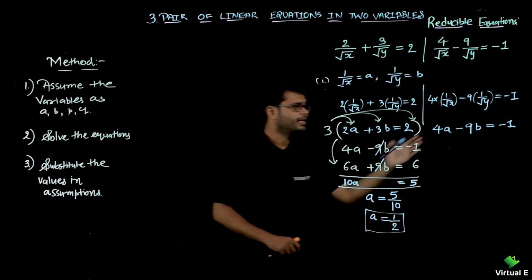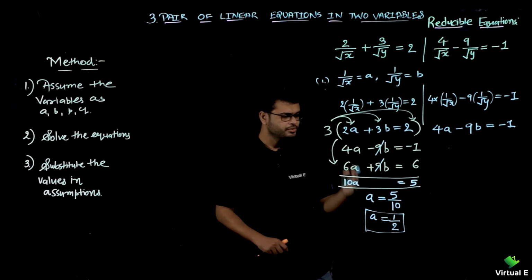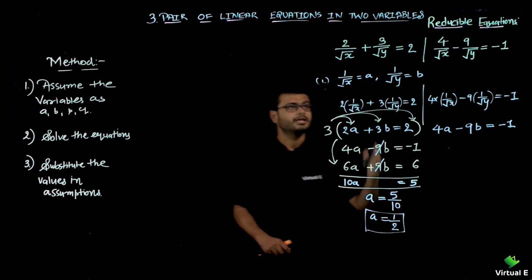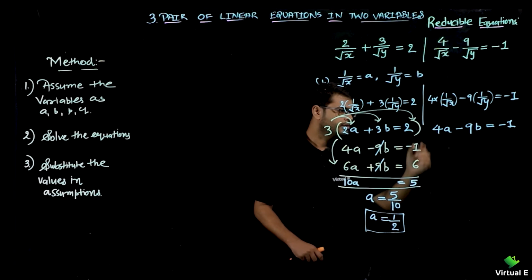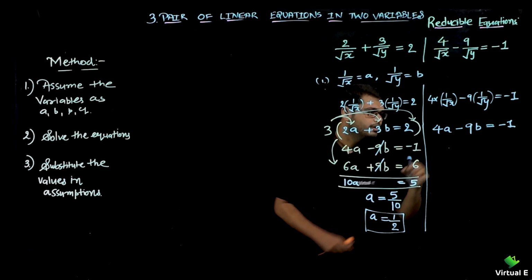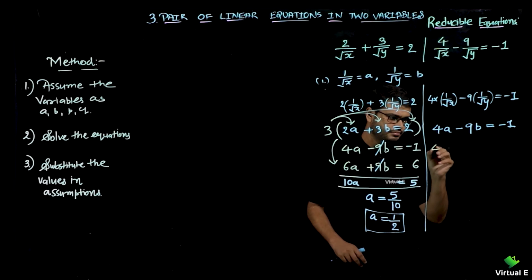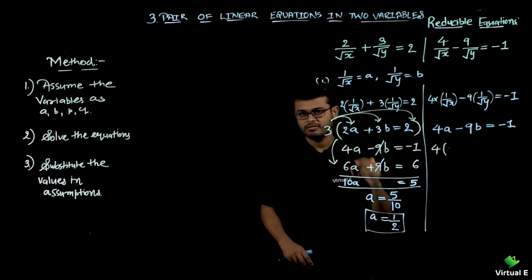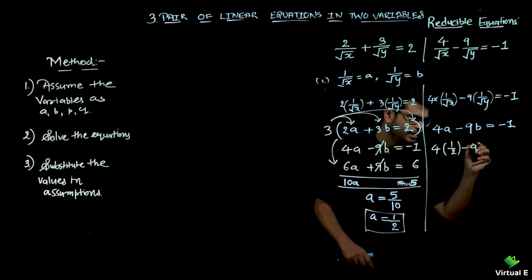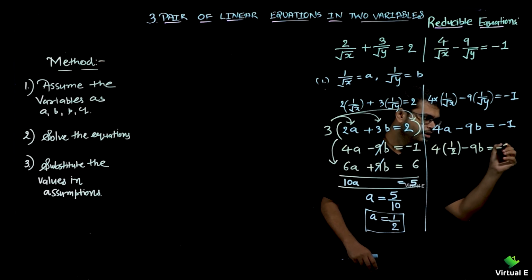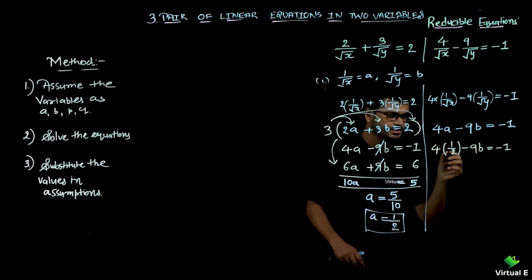Now I want the value of b. You can substitute this value of a in any of the equations. I am substituting over here. For the value of a, which is 1 over 2, 4 times that minus 9b is equal to minus 1. So you can cancel: 2 1s are 2, 2 2s are 4.